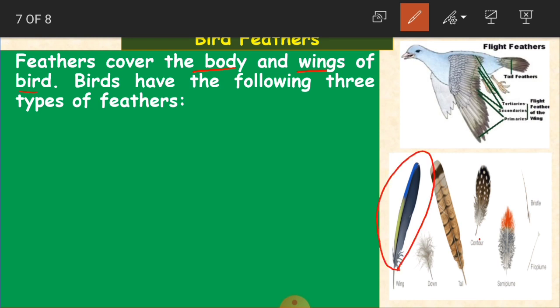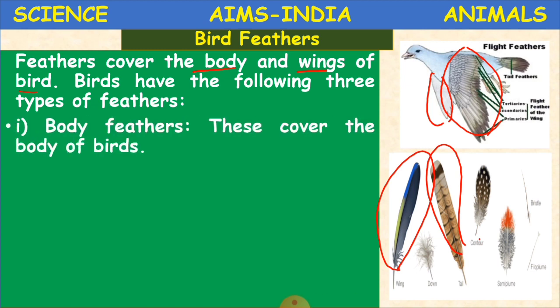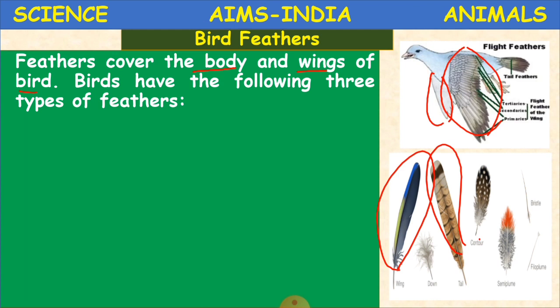See here, these are the birds, and feathers cover their body. They cover the body and the wings of a bird. And birds have the following three types of feathers. So we'll just see what they are. The first one is body feathers. Body feathers, what are they? These cover the body of the bird.